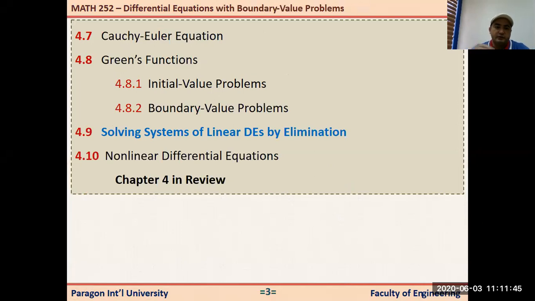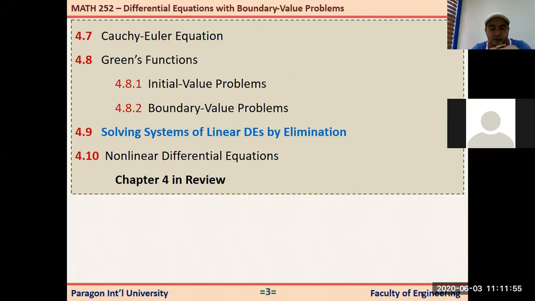As I told you, I just skipped 4.8 Green's functions on purpose. There is nothing big, so we are not going to use this anywhere in our subsequent chapters, like chapters 5, 6, 7, 8. But if you're interested, you can see this and all just some new notations, some different approach. Okay, it's all about Green's functions. And 4.9, solving systems of linear differential equations by elimination.